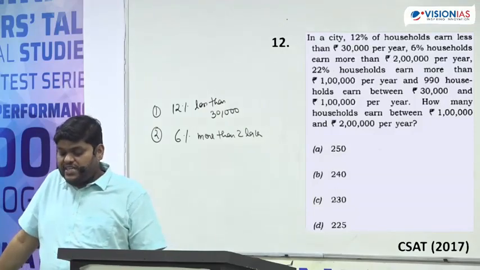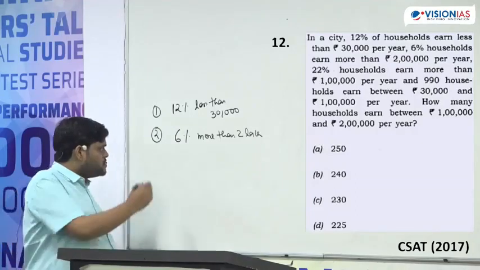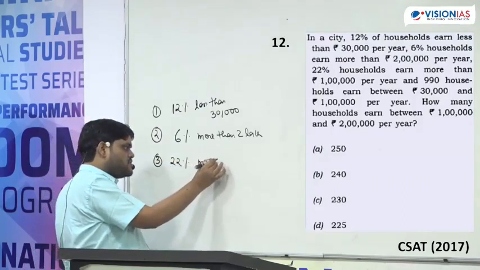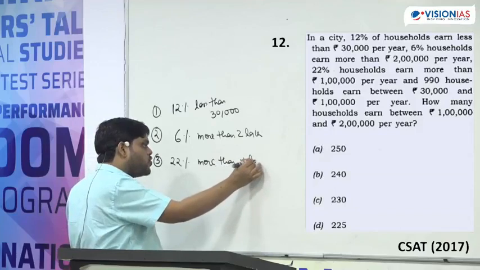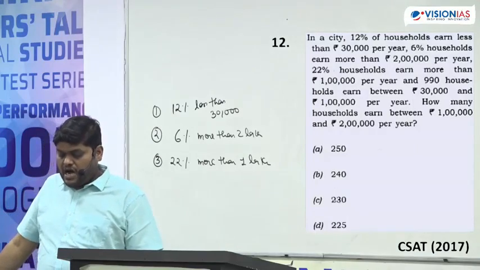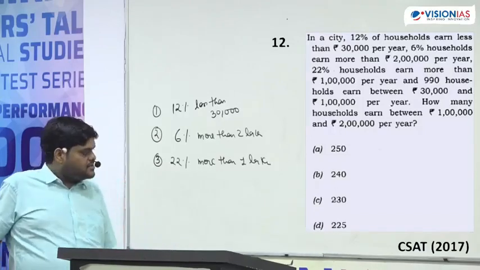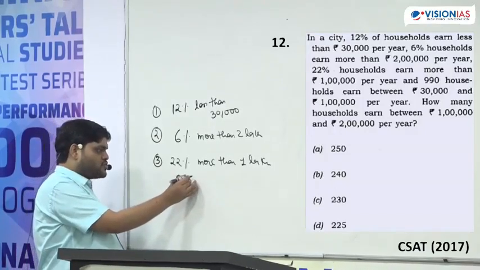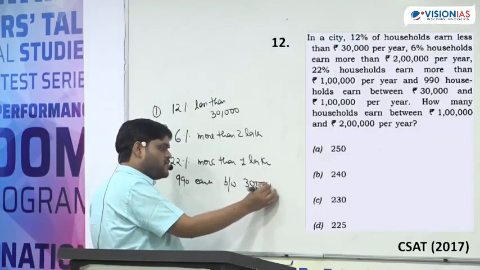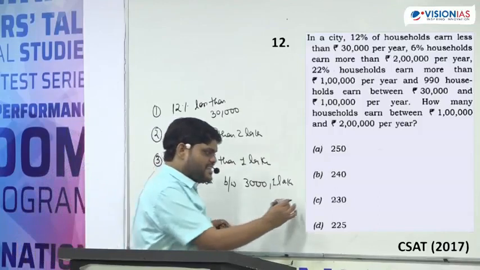Now the third statement is, 22% of households earn more than 1 lakh per year. 22% earn more than 1 lakh. Okay. Now, and 990 households earn between 30,000 and 1 lakh. 990 households earn between 30,000 and 1 lakh. Now we can make this statement like this.